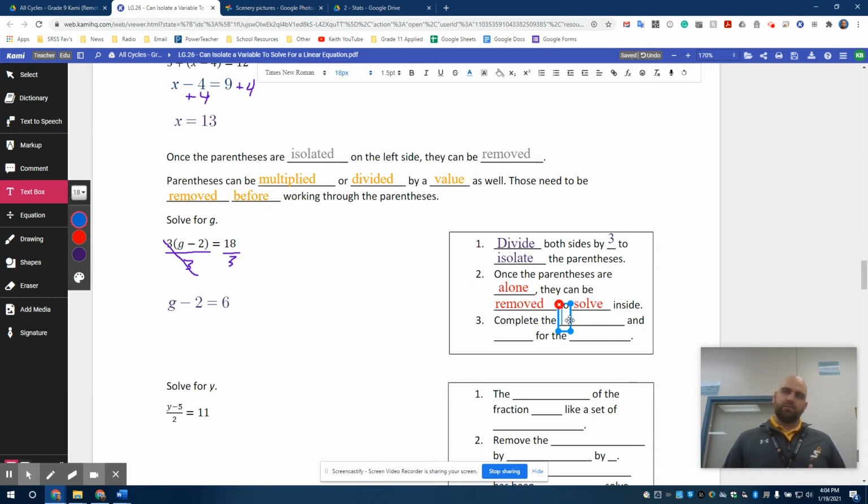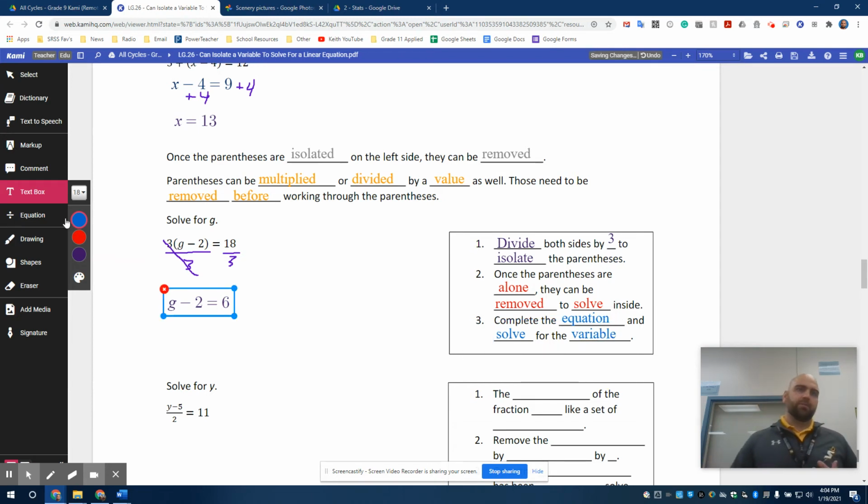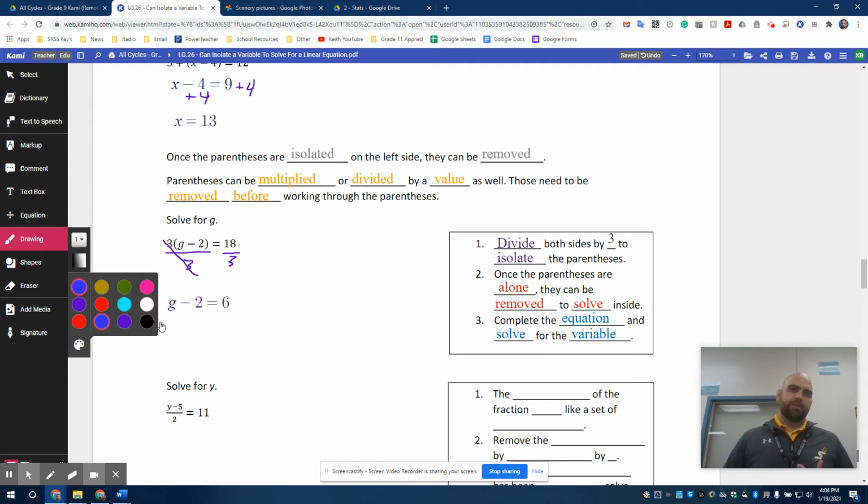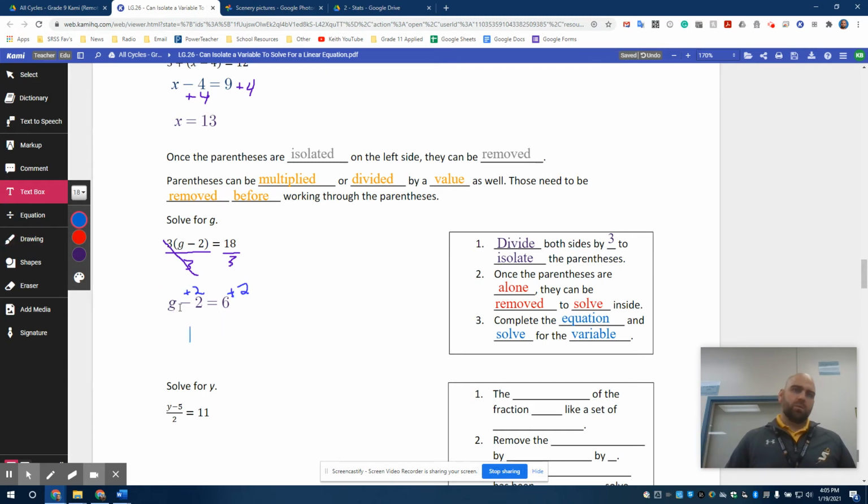So the final thing that we're going to do now is complete the equation and solve for the variable. We complete the equation and then we solve for the variable. So in this case, to get rid of that minus 2, we add 2 to both sides, and add 2 to this side here. And when we do that, we get the g all by itself. In this case, we're solving for g, and this side is going to be 8, and this side is going to be 8.